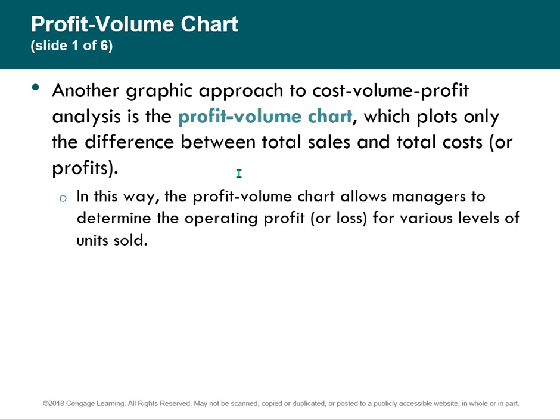Another approach is the profit volume chart, which plots only the difference between total sales and total costs. Now, frankly, I've never seen this used in industry. Maybe it's used now, I don't know. I haven't worked for a while, but I've never seen it. But this allows managers to determine the operating profit or loss for various levels of units sold. So let's see what we've got here.